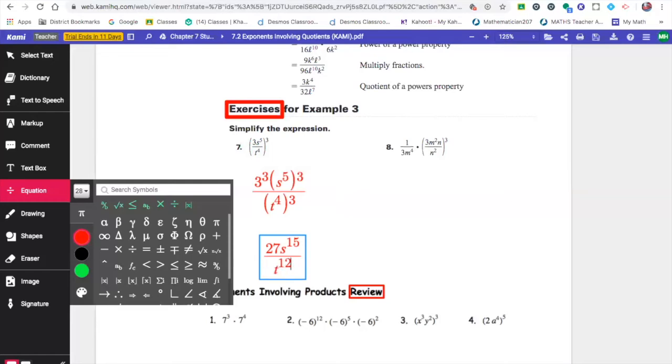The next thing I would look at is, do I have any like bases where I can combine those exponents? And I see that I have an s and a t, so I cannot combine those exponents. This problem is finished. When you get to number 8, that is where you would start. You need to get rid of these parentheses. So how many terms are on the inside that need to be raised to the 3rd power? That is where you should start on number 8.